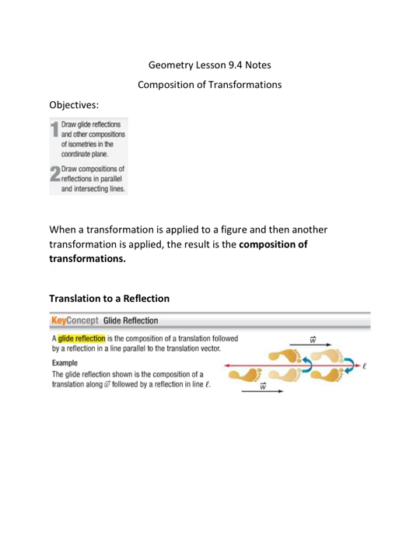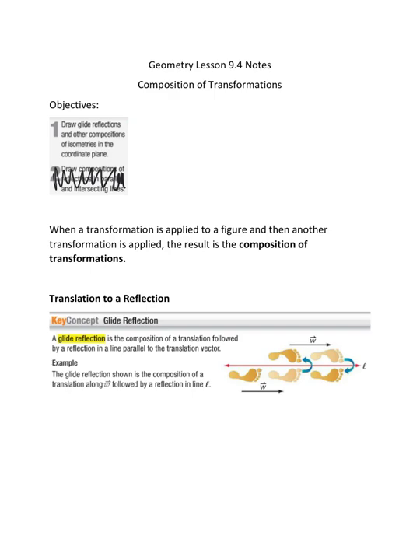Okay, guys, today we're going to talk about lesson 9.4, which is composition of transformations. Our objectives today, because we're really going to just focus on objective 1 for this lesson. Like many of the lessons before, guys, we're just focusing on the coordinate plane. So draw glide reflections and other compositions of isometries in the coordinate plane.